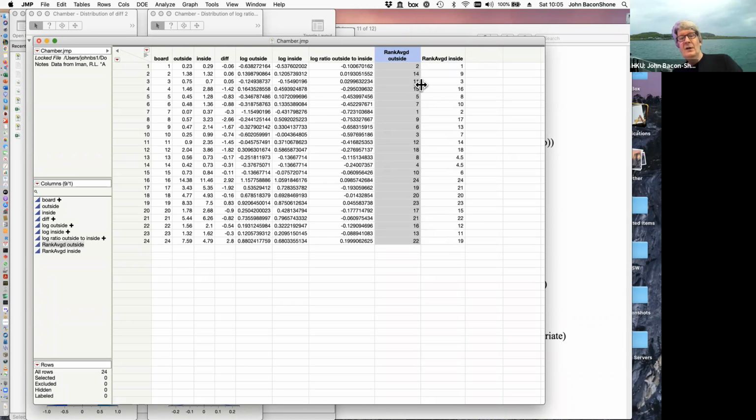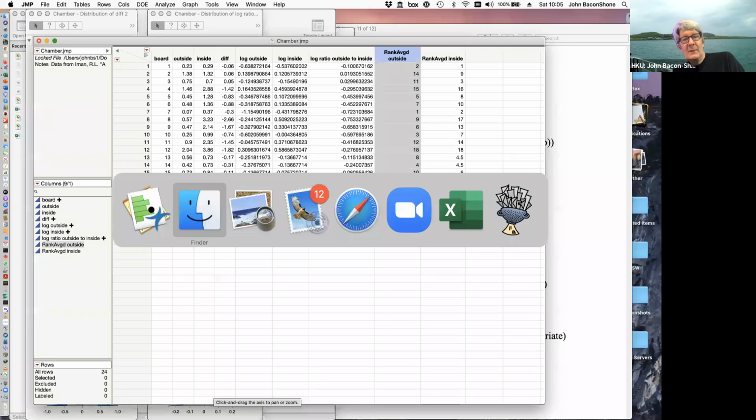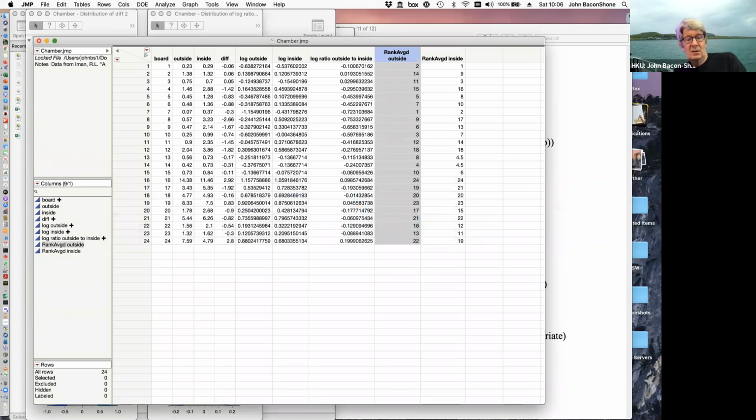Okay, so we can do something, but in this particular case, it's a little bit more tricky to use the ranks in order to find the non-parametric version. Okay, that's enough on that data set. I'm not going to save that.